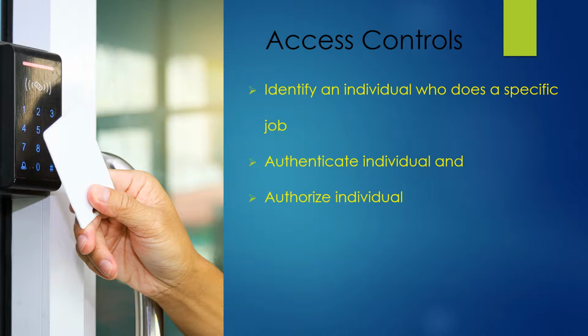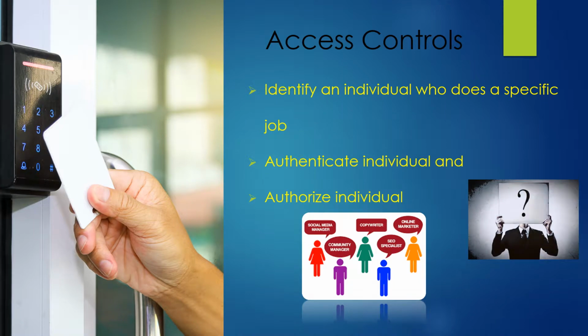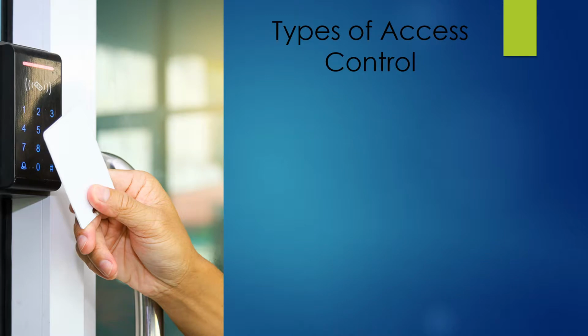Access control functions to identify an individual who does a specific job, authenticate the individual, and give the individual the key to the door, access to the workstation or files that they need, and nothing more. Here, we discuss three types of access controls: discretionary access control, mandatory access control, and role-based access control.